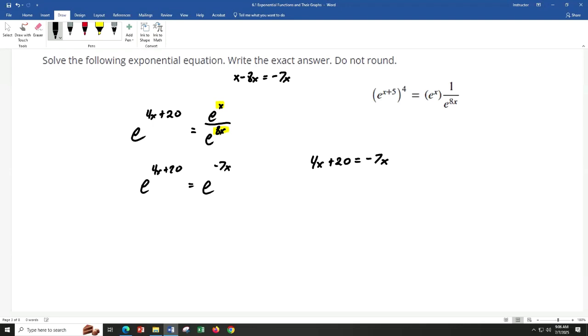Okay. Subtract 4x from both sides. You get 20 is equal to negative 11x. Divide off negative 11. And I get x is equal to negative 20 over 11. And that, ladies and gentlemen, is your answer.